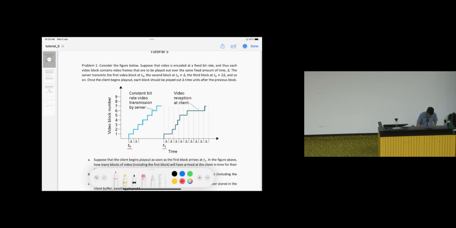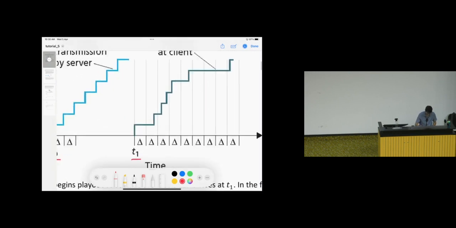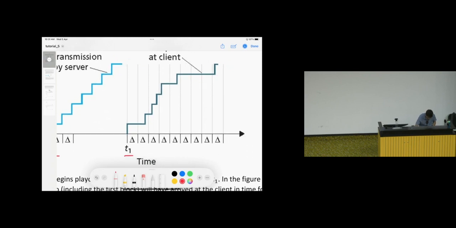All right? So the server transmits the first video block at T0, the second block at T0 plus delta, the third block at T0 plus 2 delta, and so on. And once the client begins playout, each block should be played in delta intervals. So A, suppose that the client begins playout as soon as the first block arrives at T1. How many blocks of video will have arrived at the client in time for their playout? So because a block is played in delta times, all we need is to draw these steps starting from T1.